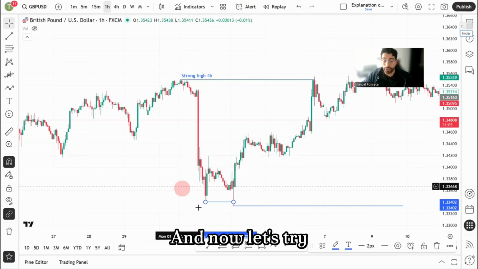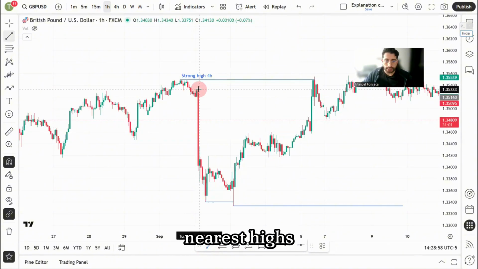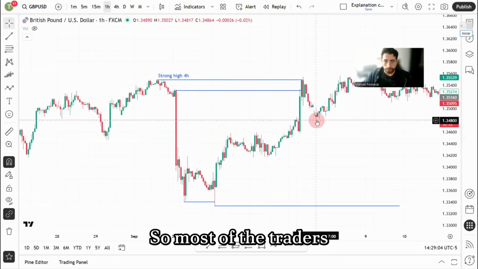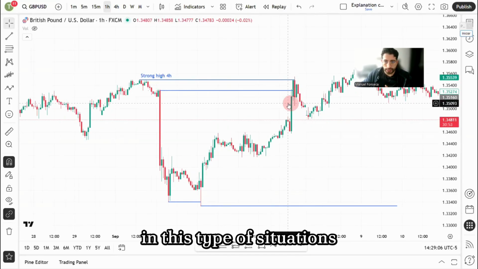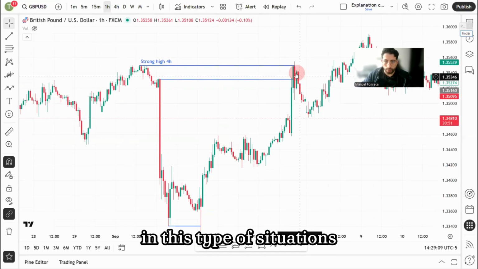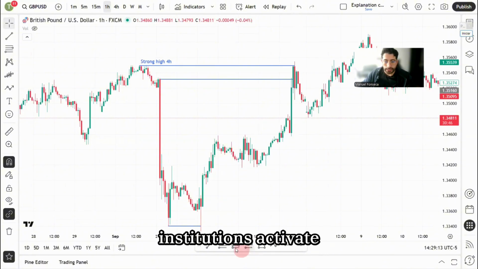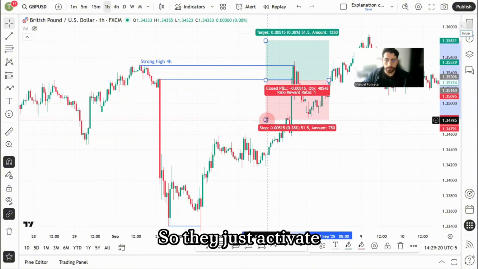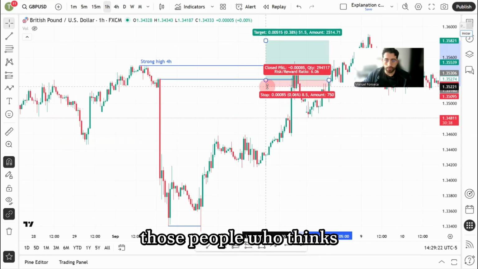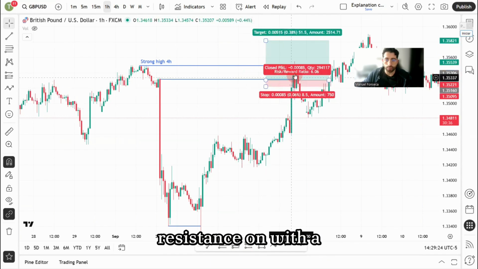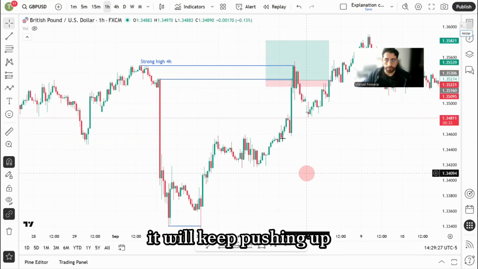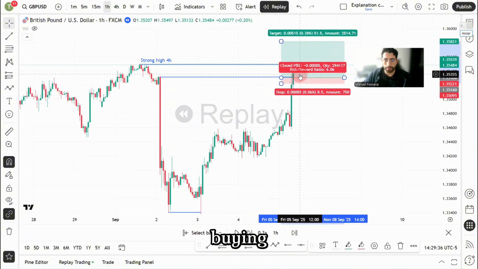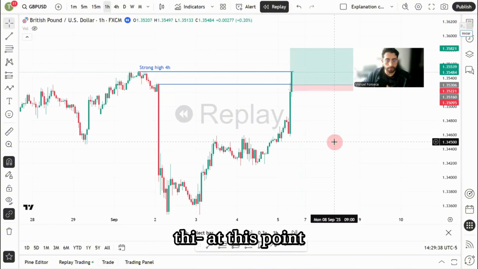Now let's try to analyze the nearest highs, like this one. This is the nearest high that we have here. Most traders, in this type of situation, see this huge candle. Now institutions activate those orders called buy stops. They activate those people who think that after breaking this resistance zone with a candle body, it will keep pushing up, right? So people start buying at this point. But what happened after that?